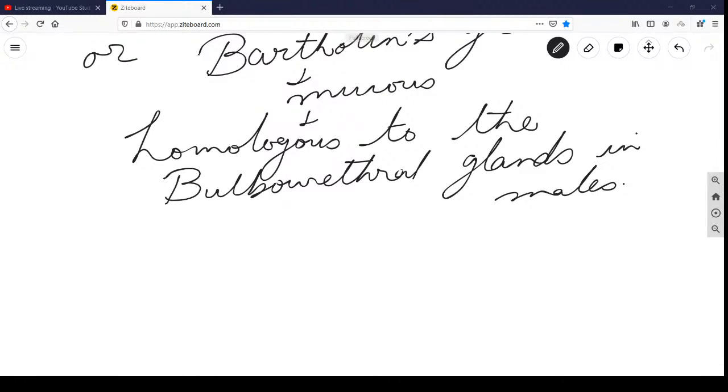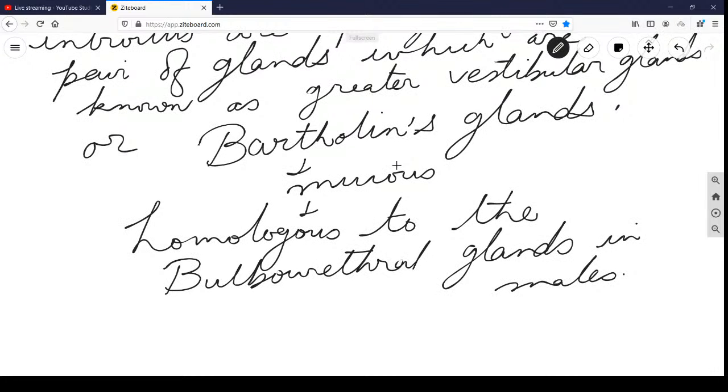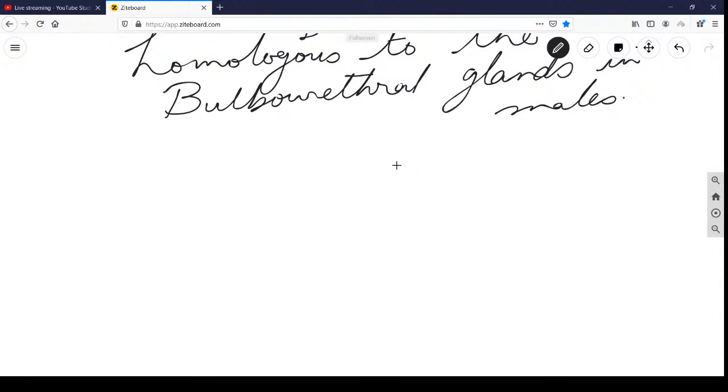Now, sometimes Bartholin's glands can form a cyst or abscess as a result of infection. Now we come to the next one, known as the clitoris.